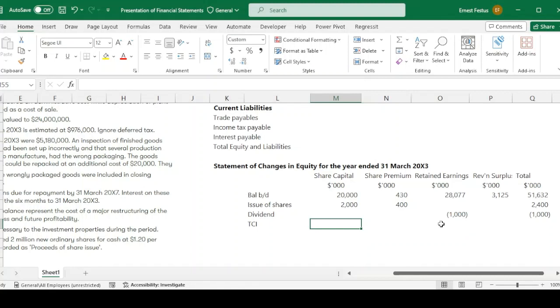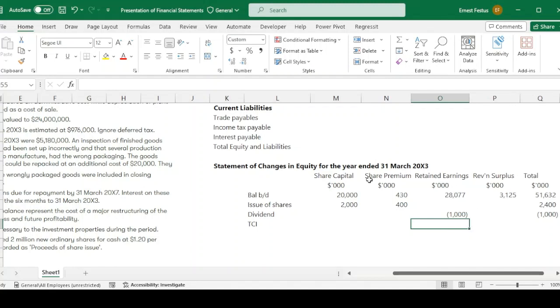Now the total comprehensive income is made up of two items. We have the profit for the year, and then the revaluation surplus. So the profit for the year will be added to our retained earnings, and then the revaluation surplus or the revaluation gain will be transferred to our revaluation surplus as we have it here.